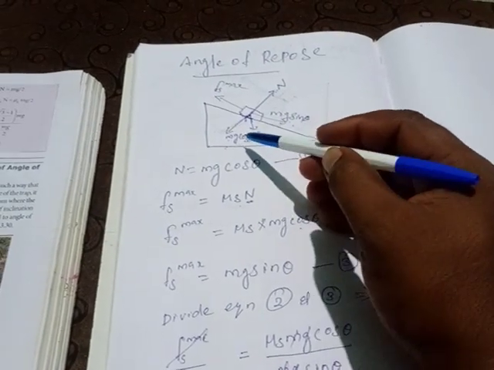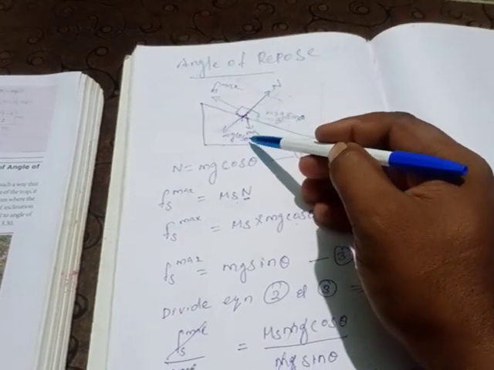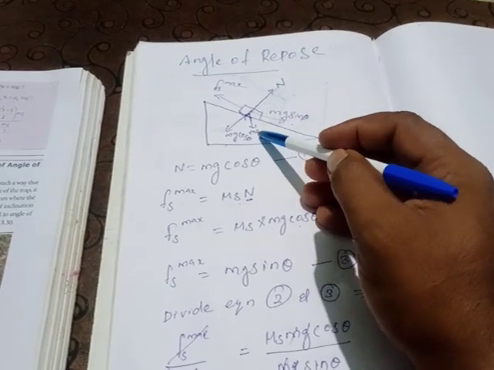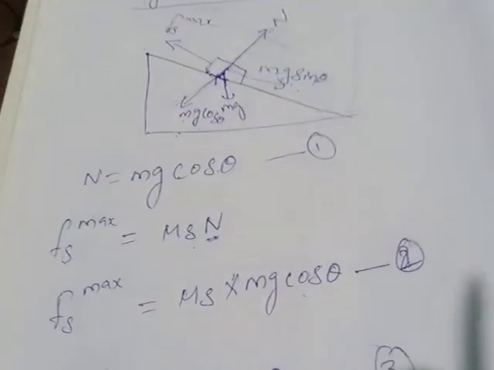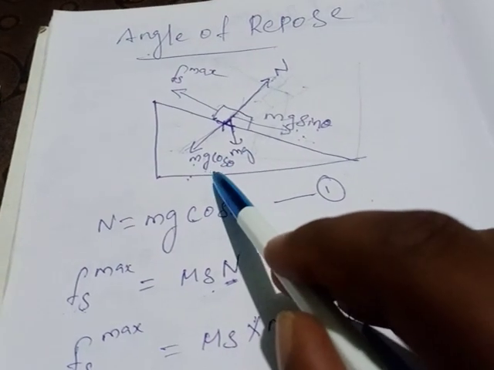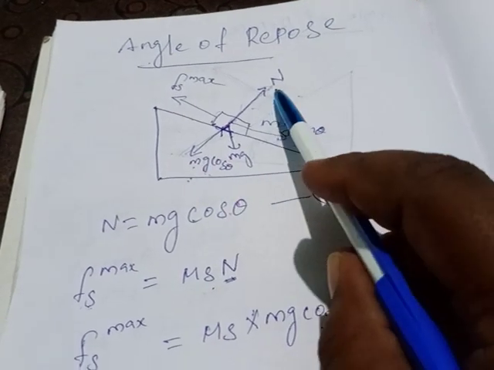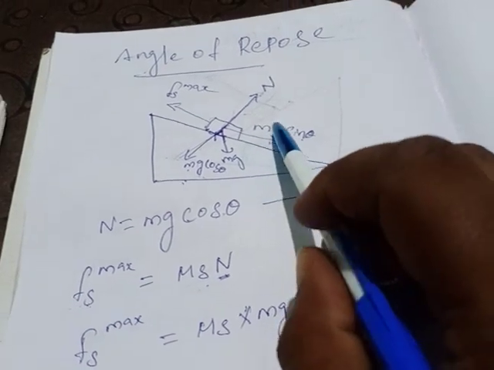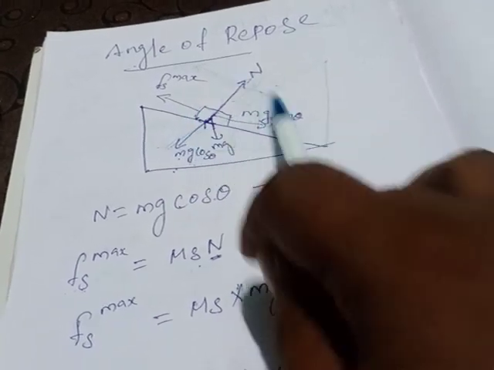After that you have to write about the forces acting on this object. You know that in the downward direction mg is acting, and in the upward direction the normal force is acting. This mg is resolved into two components: mg cos theta, the perpendicular component, and mg sin theta, the parallel component. And what is the use of mg cos theta and mg sin theta? The mg cos theta is used to balance the normal force, and the mg sin theta is used to slide the object in the downward direction against the static friction.